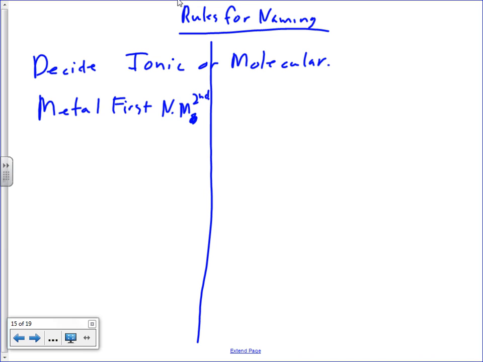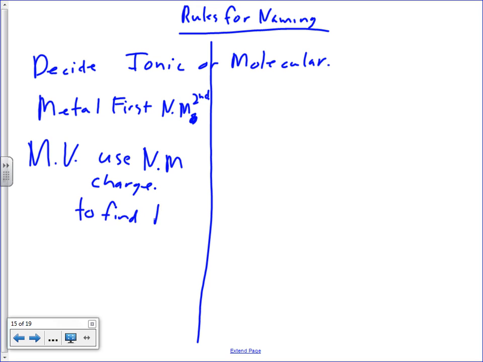What if we run into those special metals? What were they called? If we have multivalent metals, how do we figure out which Roman numeral to use? Which part do I use, the metal or the non-metal, to help me figure out that charge? Right, use the non-metal. So for multivalent metals, use the non-metal's charge to find the Roman numeral. And we reviewed how to do that yesterday as well.